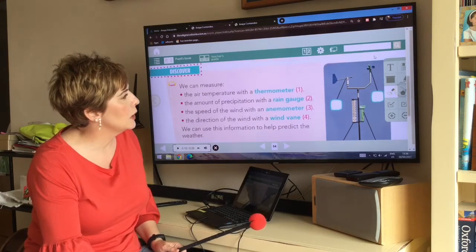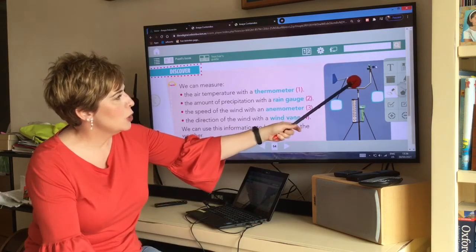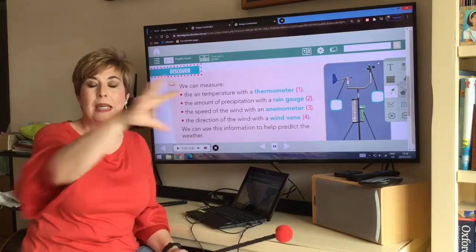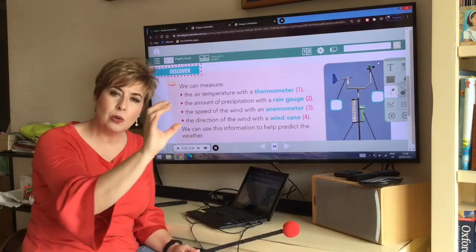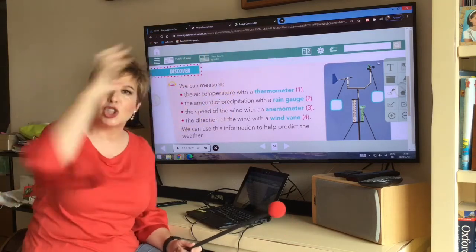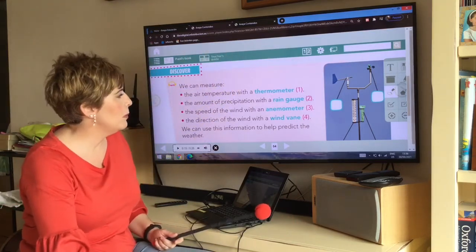The speed of the wind with an anemometer. Anemometer is going to be this one. It is going to measure the speed of the wind. If the wind is very slow or if the wind is very strong. And it's number 3.